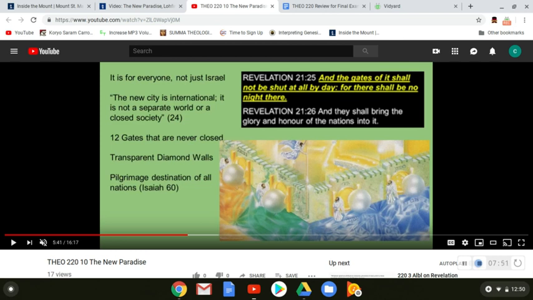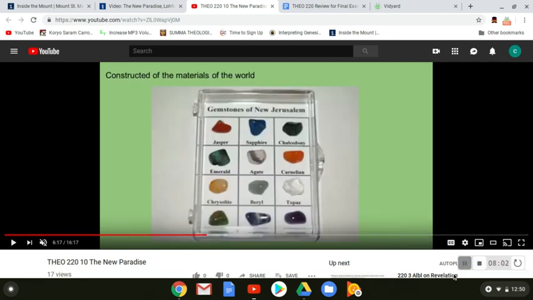It has the 12 gates that are never closed. And the 12 gates, there's 3 in every direction. So the symbolism that people from everywhere are welcome here. They're never shut. It's made from the materials of the world, right? It's not separate from the world. It's not like, oh, once the world gets destroyed and we'll just have this spiritual city. No, this is something that God is calling for us to establish here on earth, the community of loving persons.